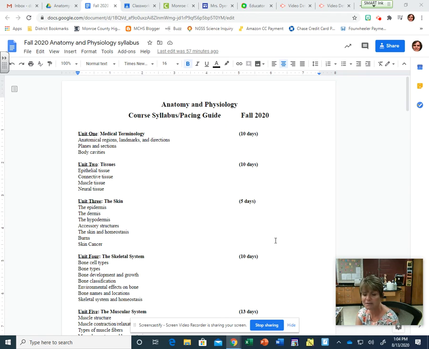to give you an idea of what you're going to be learning about in this class and what some of the expectations and responsibilities are going to be for you. First of all, you can see here some of the units that we'll be going over. Remember, anatomy is the structure and physiology is the function. So the structure and function of the human body.